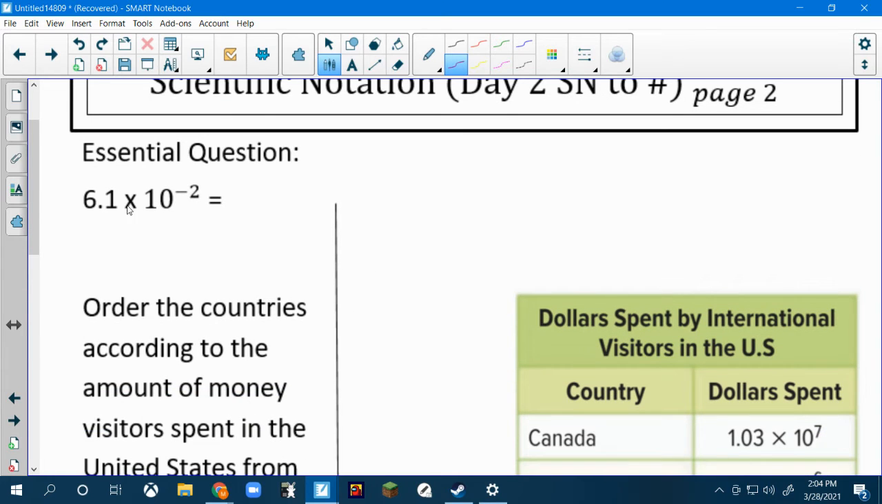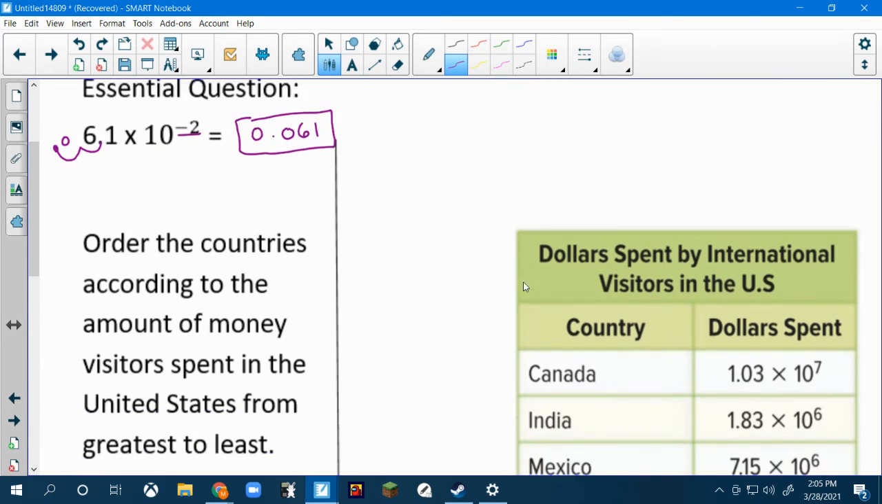Well, let's try to figure out what's 6.1 times 10 to the negative 2. 6.1 times 10 to the negative 2 means we have to move that decimal 2 times to the left. 1, 2. And put a 0 there. 0.061. And that's it. That's all it is. We move it from one way to the other. And that's all scientific notation to standard form is. You just move that decimal the number of times based on the exponent.